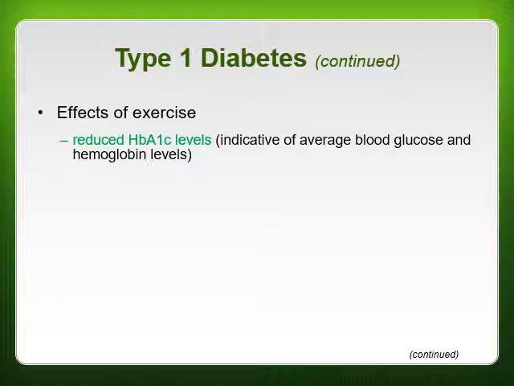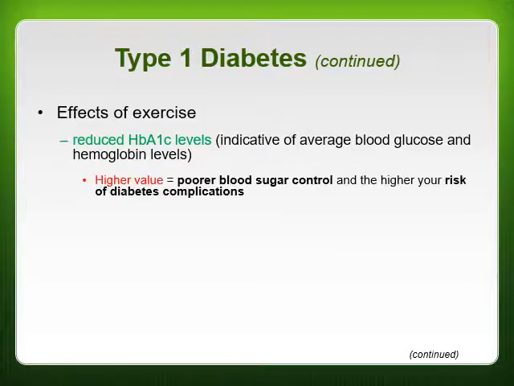Exercise. It does have some good effects for our friends that have type 1 diabetes. Reduce HbA1c levels. Say what? That's indicative of average blood glucose and hemoglobin levels. Now, if someone has a higher level of this, that means that there's worse blood sugar control, and then there's more risk for complications.